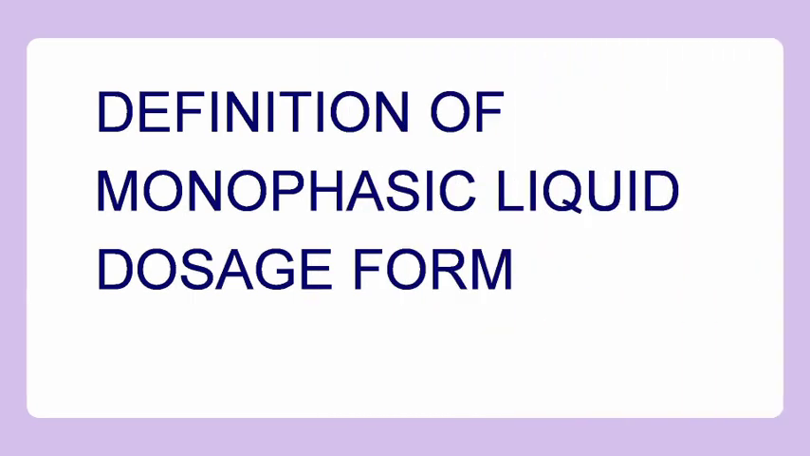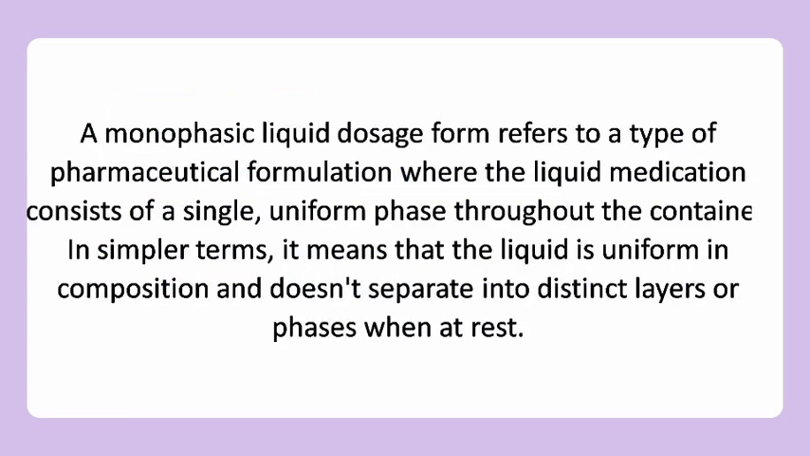First, let's see what is monophasic liquid dosage form. A monophasic liquid dosage form refers to a type of pharmaceutical formulation where the liquid medication consists of a single, uniform phase throughout the container. In simpler terms, it means that the liquid is uniform in composition and doesn't separate into distinct layers or phases when at rest.